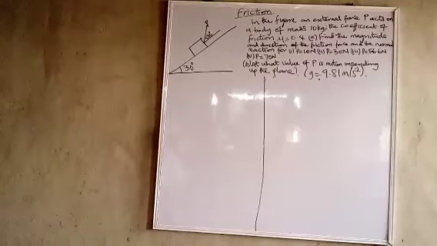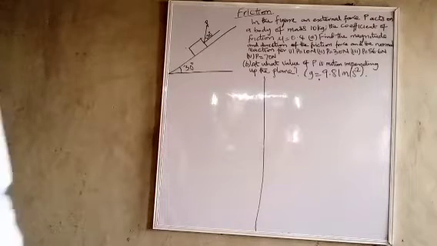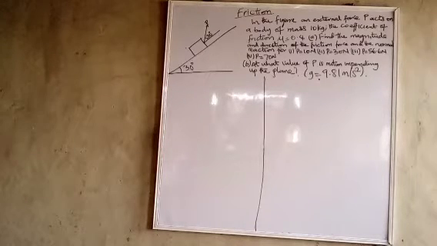In the figure, an external force P acts on the body of mass 10 kg. The coefficient of friction mu equals 0.4. A. Find the magnitude and direction of the frictional force and the normal reaction for 1. P equals 10 Newton. 2. P equals 30 Newton. 3. P equals 56.6 Newton. 4. P equals 70 Newton. B. At what value of P is motion impending up the plane?